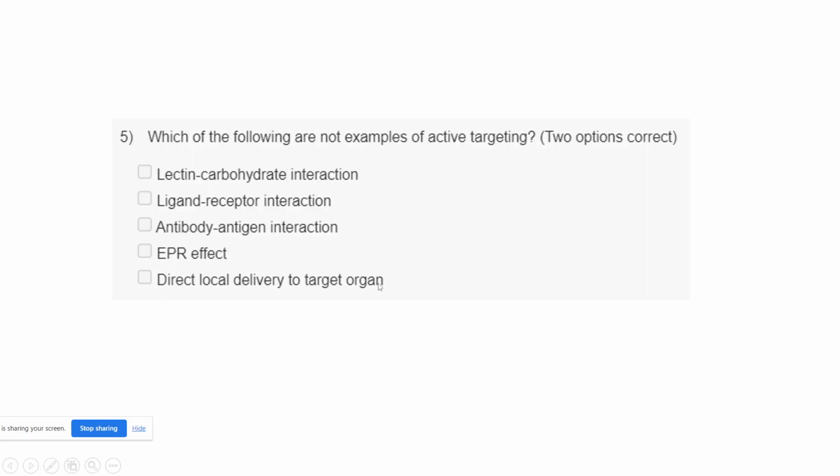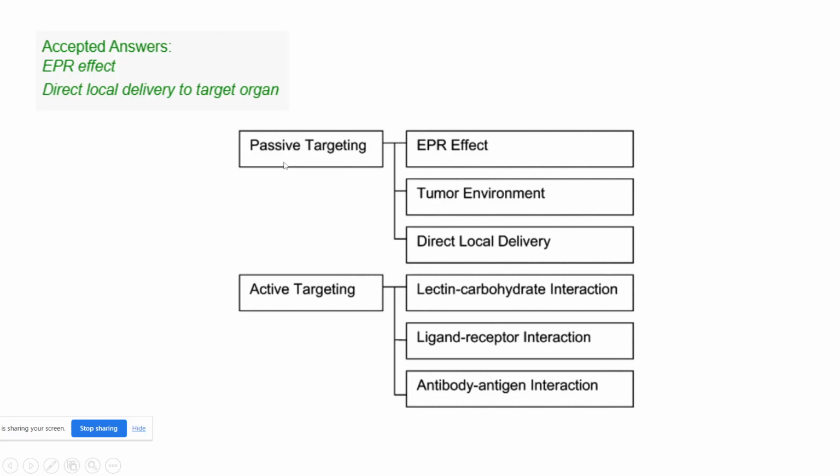Another would be direct local delivery of target organ. Here also you are locally delivering and then it is just diffusing everywhere. It is not targeting a specific region. So you can say EPR effect and direct local delivery of target organ are two examples that are not active targeting. They are basically passive targeting. So here it can be either passive targeting such as EPR effect, tumor environment, direct local delivery, and active targeting involves lectin carbohydrate interaction, ligand receptor interaction, antigen antibody interaction. These interactions are very specific and can happen in only specific regions. So that is why these are called active targeting.